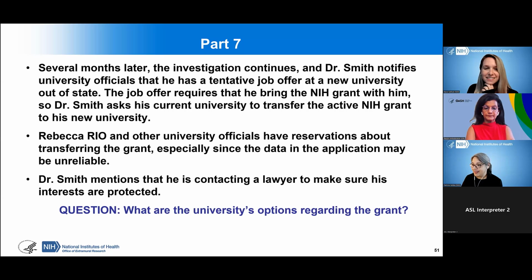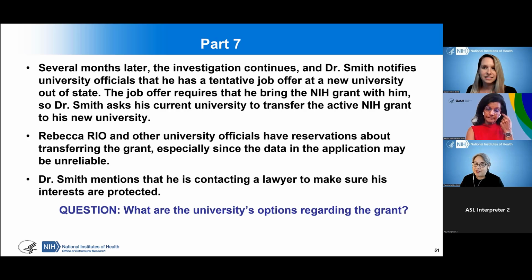Sure. I was just going to say, since they've started a research misconduct investigation, whether or not the grant leaves, they should continue that investigation at their institution. I'm not exactly sure whether they can transfer a grant that's under an investigation. That would be a question that I have for the panelists. Yeah, you're absolutely right. They definitely need to continue the investigation.